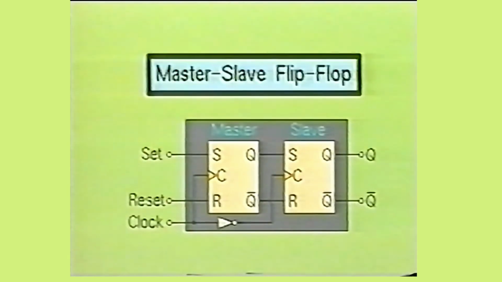Here we see a simple master-slave RS flip-flop. It contains 2 clocked RS flip-flops and a logic inverter. The master-slave flip-flop will be contained in a single IC package. The operation of the master-slave flip-flop is very simple.